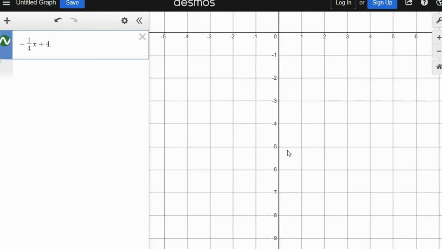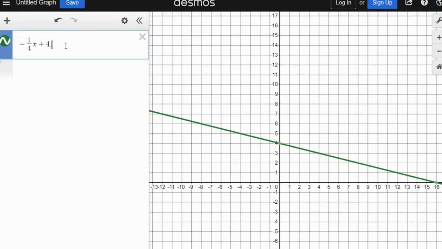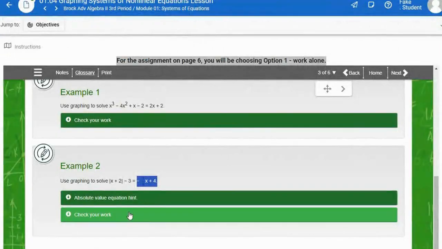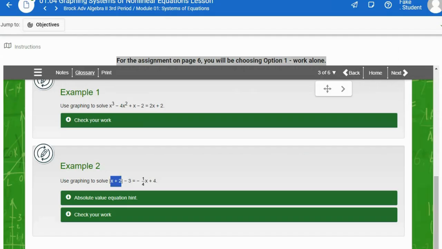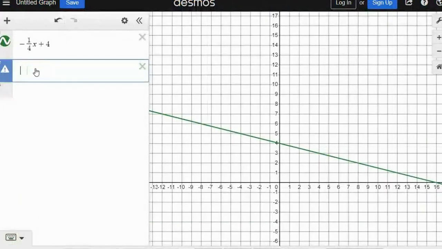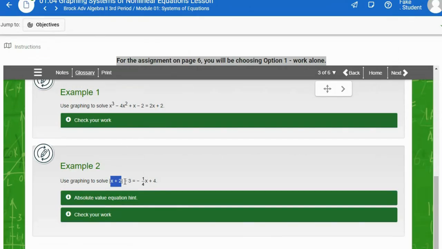Negative 1/4 x plus 4. Okay, there's the graph of negative 1/4 x plus 4. And the other one was the absolute value of x plus 2 minus 3. Now for Desmos, I have to go down here and choose their absolute value button. Absolute value, and it was x plus 2. So in the absolute value, I'm putting x plus 2, and then at the end, I'm putting minus 3.